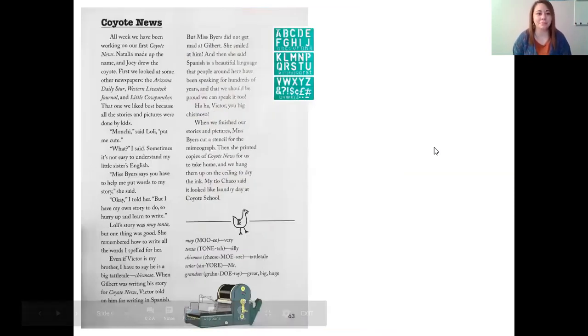Coyote news. All week, we have been working on our first Coyote news. Natalia made up the name and Joey drew the coyote. First, we looked at some other newspapers, the Arizona Daily Star, Western Livestock Journal, and the Little Cowpuncher. That one we liked best because all the stories and pictures were done by kids.